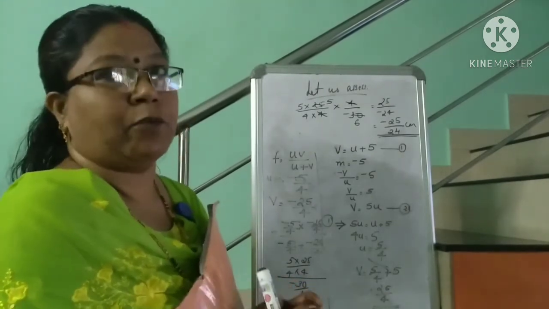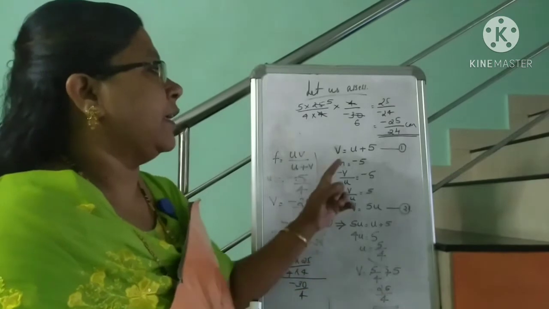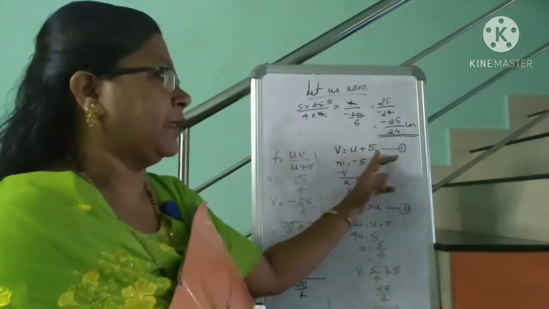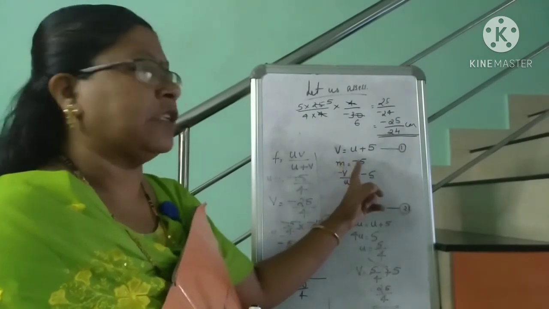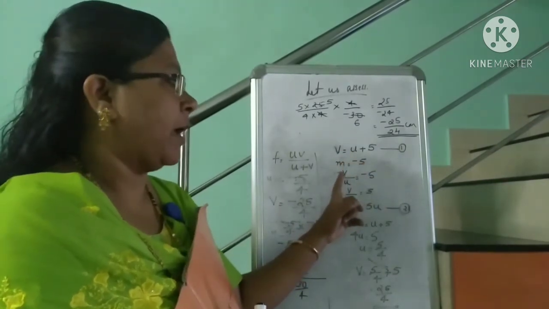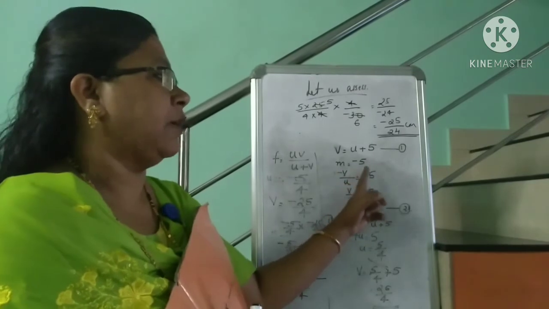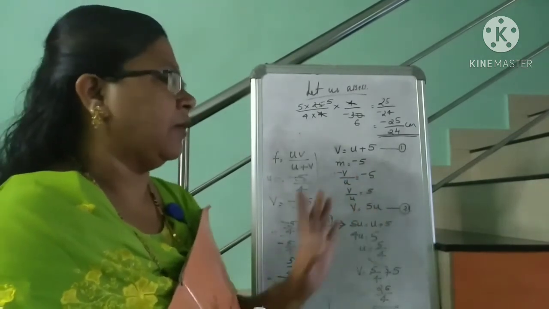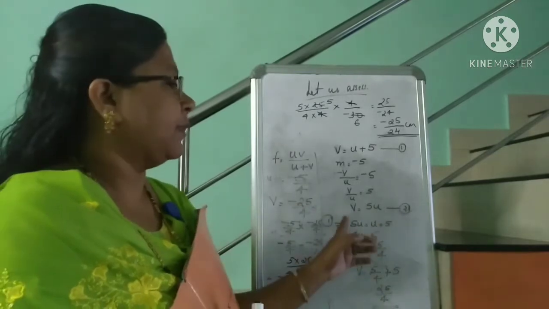So once again I am moving on to this problem. See, the distance between the object and the image is v is equal to u plus 5. Then magnification is minus 5. Formula for magnification is minus v by u is equal to minus 5, or v by u is equal to 5. V is equal to 5u. Then you can substitute here.